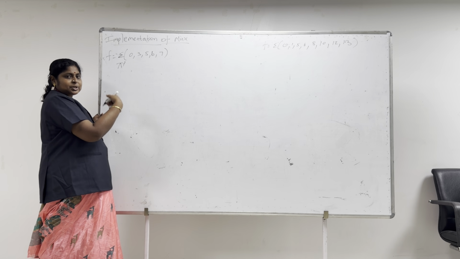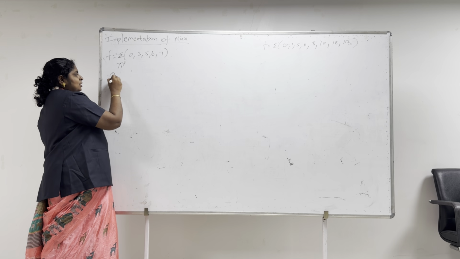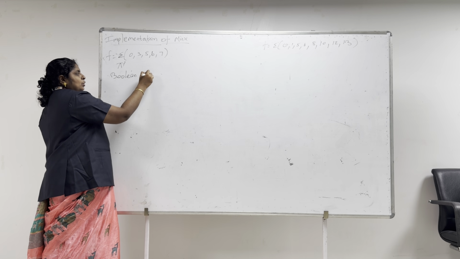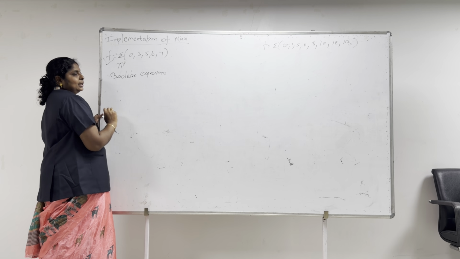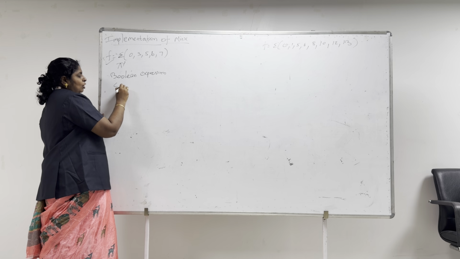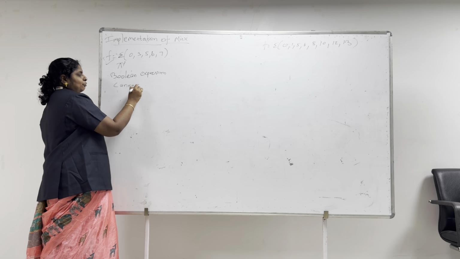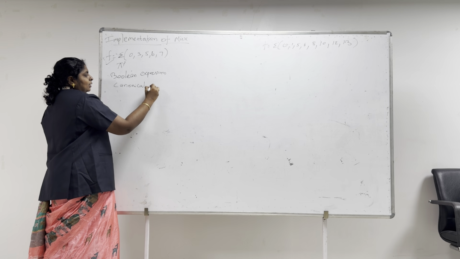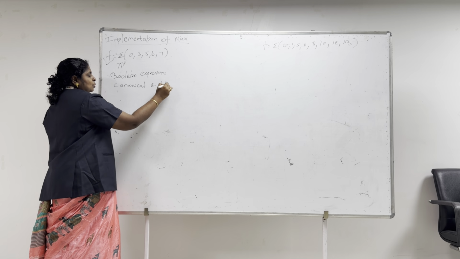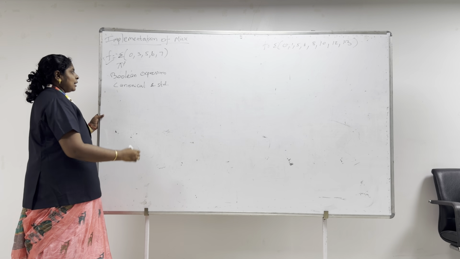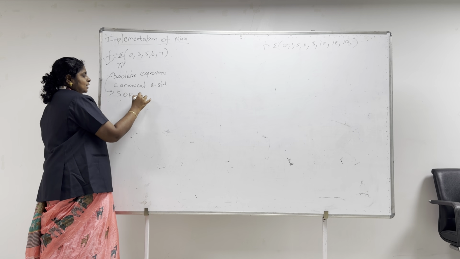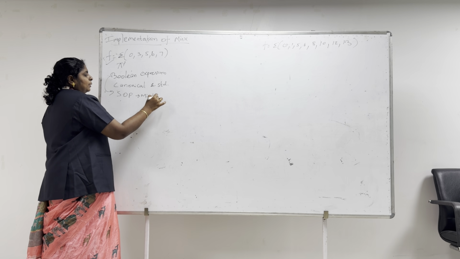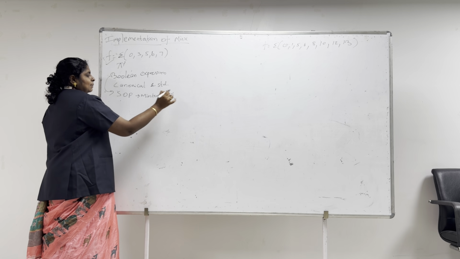If a Boolean expression is given, a Boolean expression is nothing but an equation form, convert that into this min term format by the concept of canonical and standard form. So by using this canonical and standard form, a Boolean expression can be converted to SOP, that is min terms. Min terms is represented as summation.